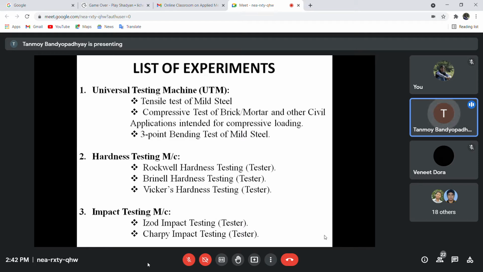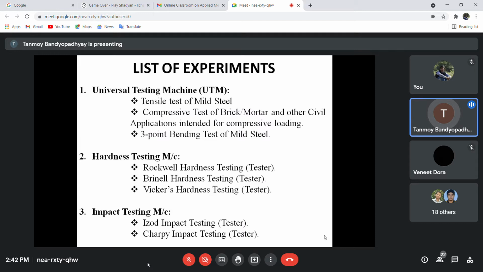So these are the list of the experiments. Initially we have a UTM, or a universal testing machine. On a universal testing machine, we do a tensile test of a mild steel specimen. I don't know if you have a strength of materials class, and from there you can have an idea about what a tensile test is. And then there is something called a compressive test. Mostly brick, mortar, all those brittle things, for them we can have a compressive or compression test of the specimens. And the third one is a bending test of mild steel.